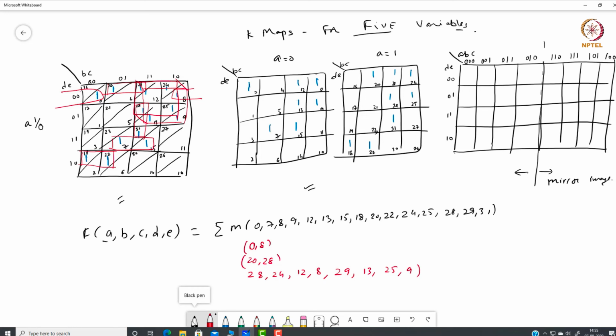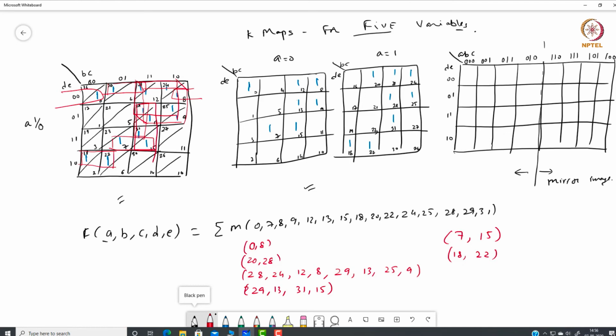Similarly, these 4 can also be combined, so I can say 29, 30, 31 and 15. The other one remaining from here, I'll write it here: 7 and 15, 18 and 22. So these are the min terms which can form a cube or which can be combined together.